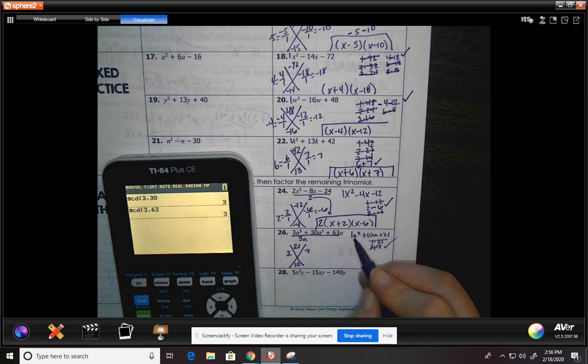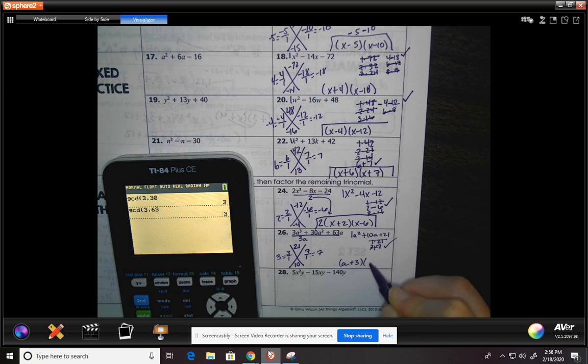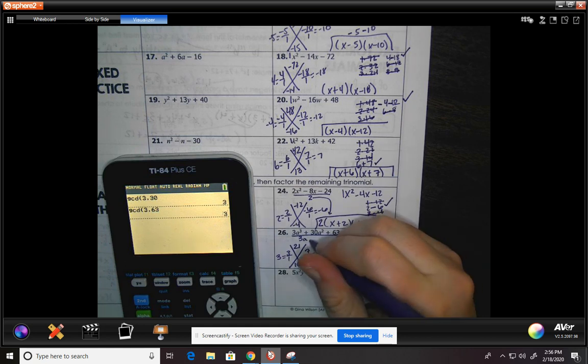I'm going to divide by that new coefficient of 1. So 3 divided by 1 is 3. 7 divided by 1 is 7. So I would do a plus 3 and a plus 7. And then I tack on my GCF of 3a at the beginning because that's the most important piece. You have to bring that back down.